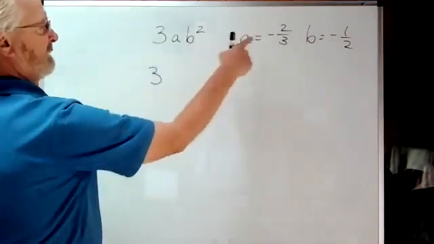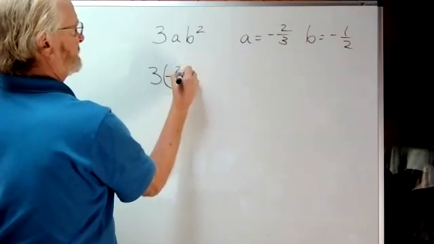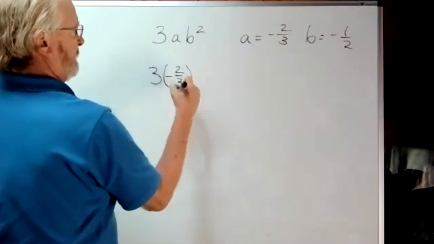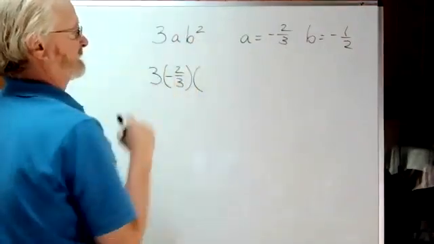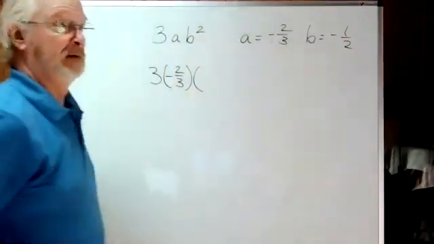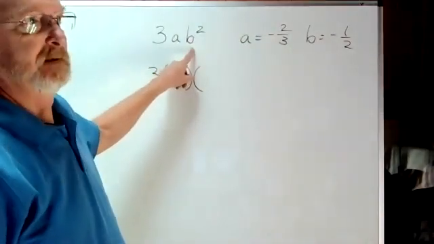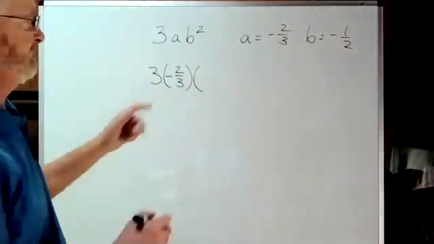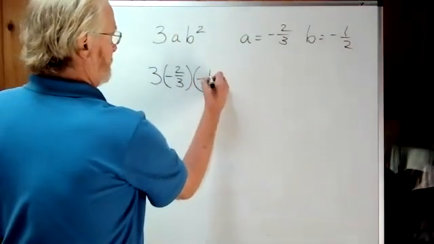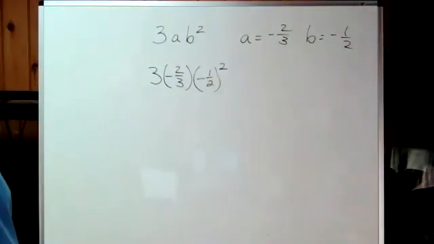Here's the 3. The a is this fraction. It has a negative sign, so I'm going to put parentheses around it. And the b is a fraction with a negative sign and even an exponent. So I'm plugging in negative 1/2 for the b. The negative sign is part of the b, and that's going to get squared, so it needs to be inside the parentheses. The negative is part of what's being squared.